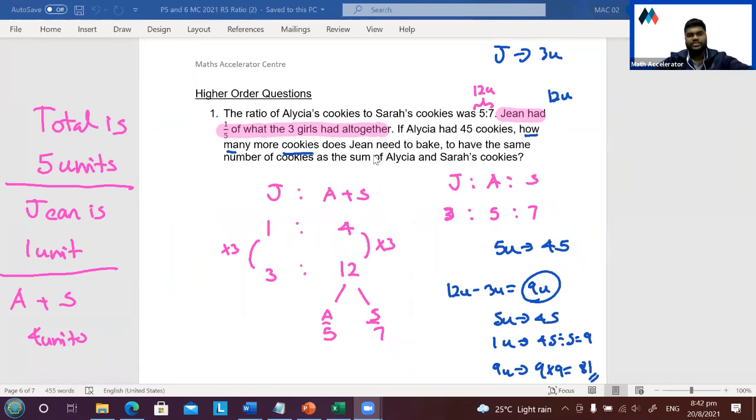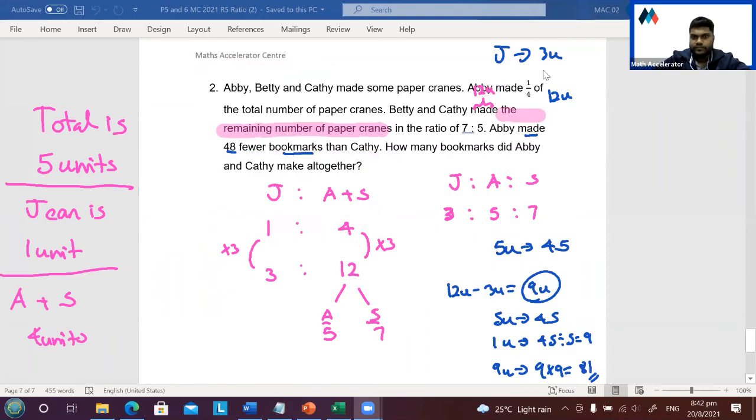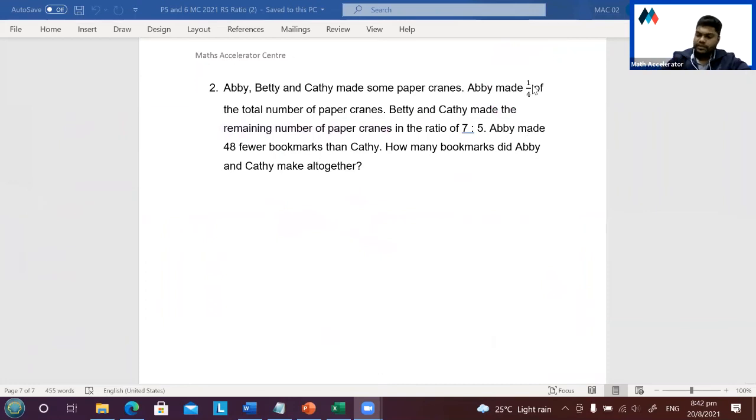Okay, next question. Let's go. So Abby, Betty, and Kathy. Let's call them A, B, C. So A made 1/4 of the total number of paper cranes, and B and C made the remaining number of paper cranes in the ratio of 7:5. So how many units is Abby in this scenario here?